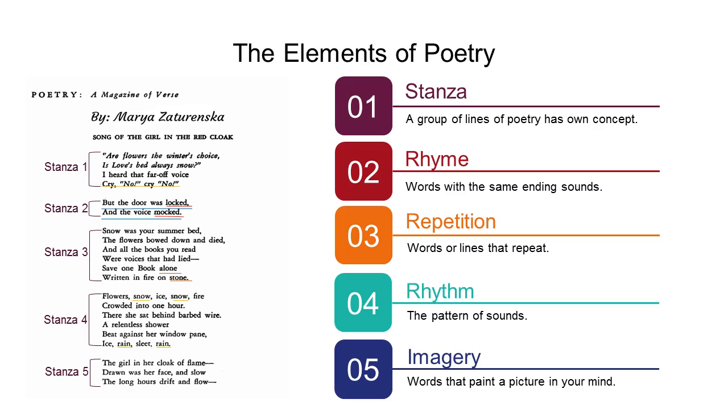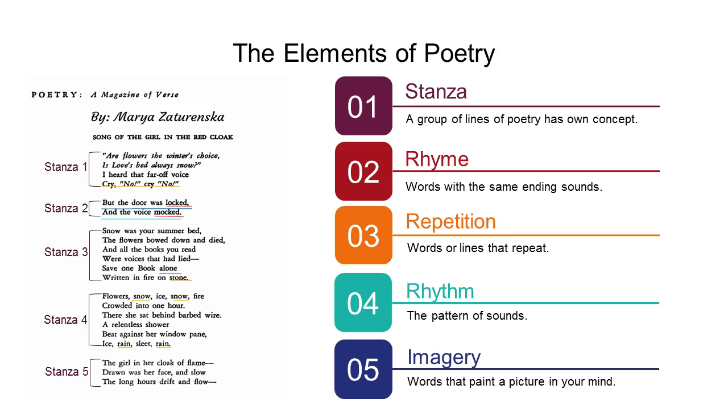And number 4 is rhythm. Rhythm is the pattern of sounds. It means that every poetry, not only this poetry, but every poetry has a different pattern of sounds.